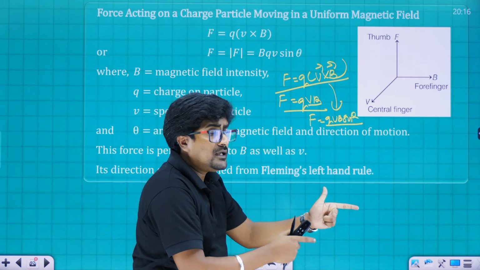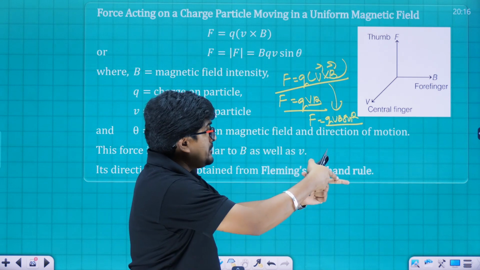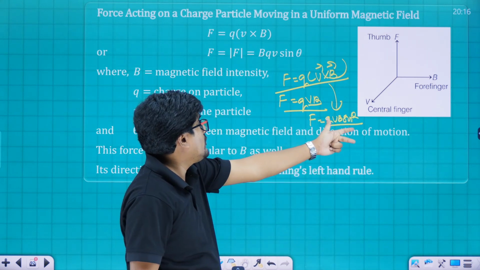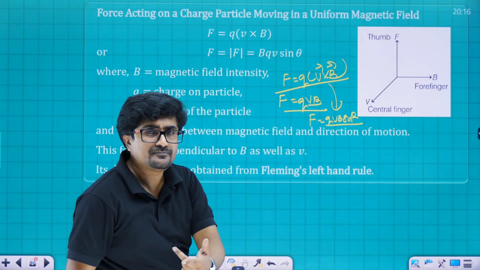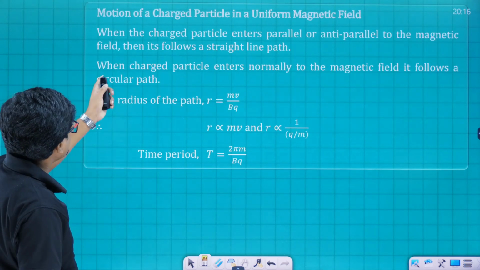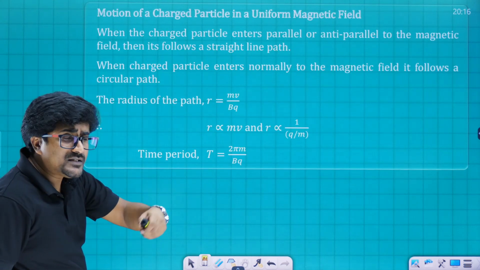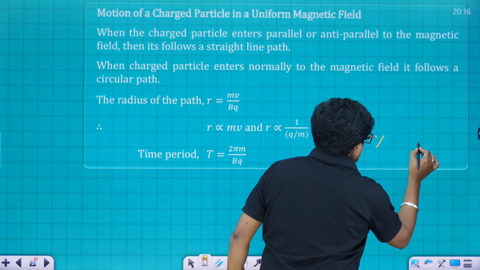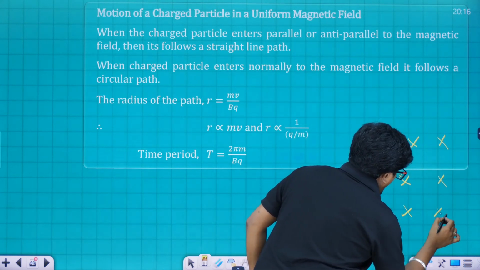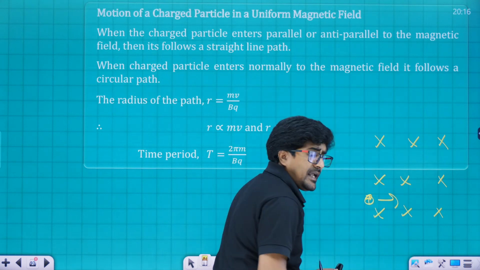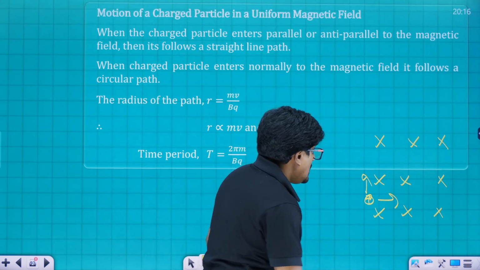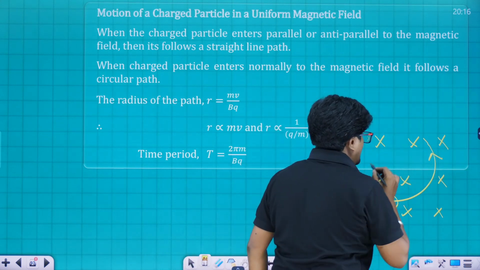Okay, so in order to find the direction, we may use Fleming's left-hand rule, that is FBI. Here F stands for the force, B stands for the magnetic field, and I stands for the direction in which the charged particle is moving. Now, if a charged particle is perpendicularly entering a magnetic field like this, then as per Fleming's left-hand rule, a force needs to act in the upward direction. So it will follow a circular path like this.